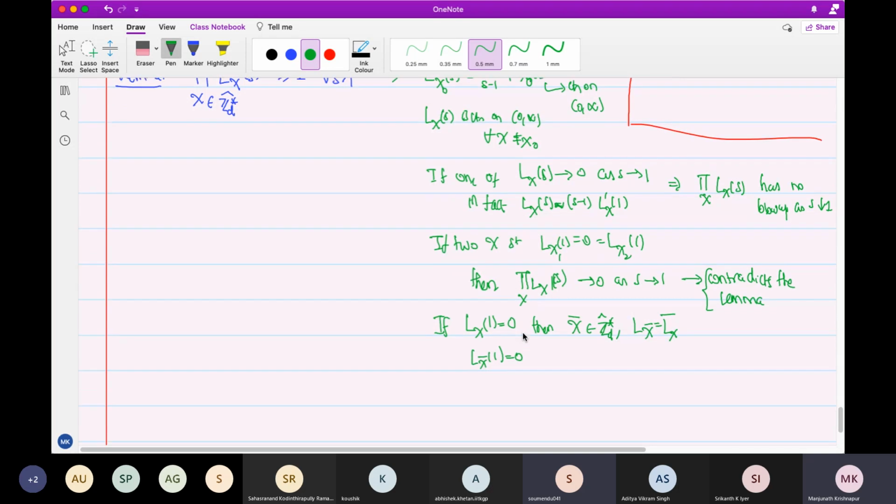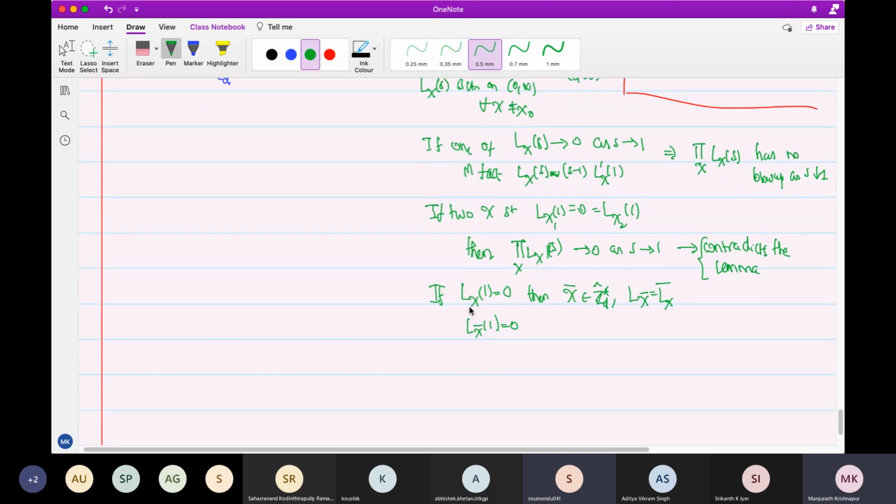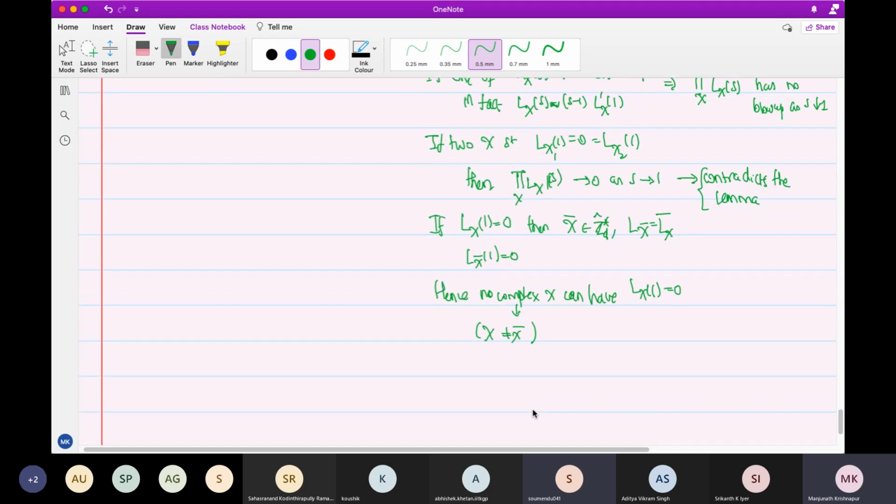But one problem is that there are characters chi which are real valued, in which case chi is equal to chi bar. So what this shows is that no complex character can vanish at 1. Here complex means chi not equal to chi bar. So the problem is with the real valued ones.